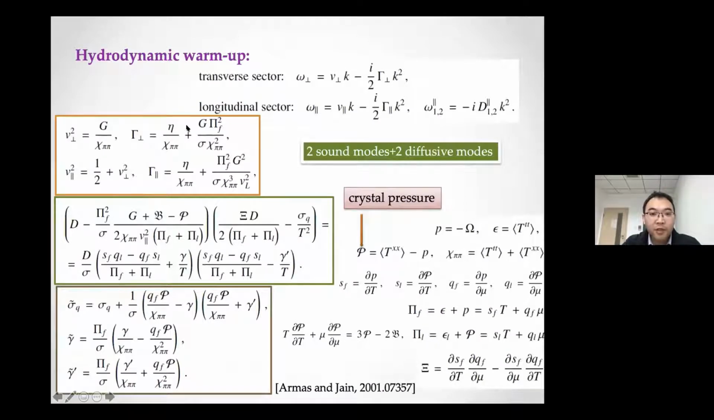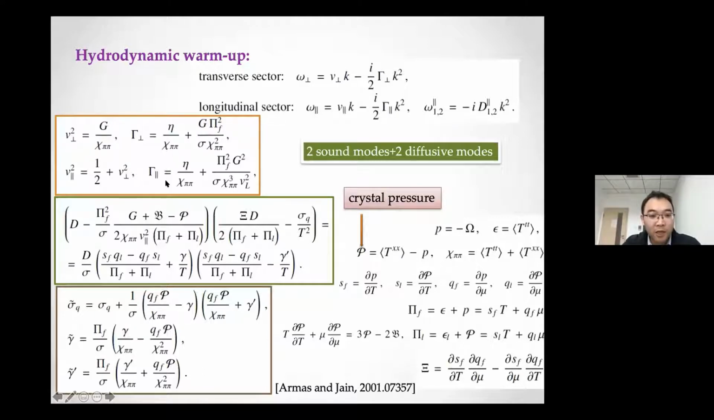Here is the main result from the hydrodynamics, in 2 spatial dimensions. In the transverse sector, there is a sound mode, with this velocity and this attenuation constant. In the longitudinal sector, we have 1 sound mode and 2 diffusive modes given by this diffusion constant. The velocity and the diffusion constant can be totally fixed by these thermodynamic quantities.